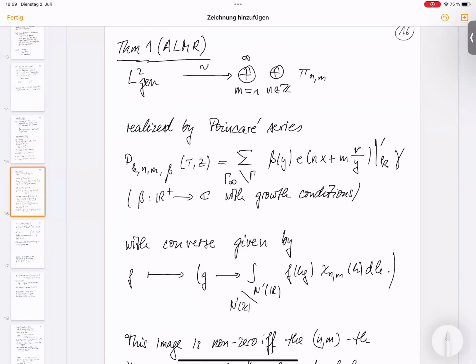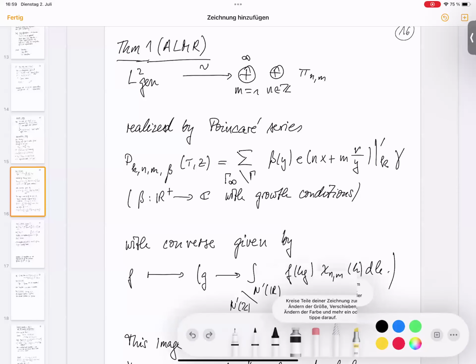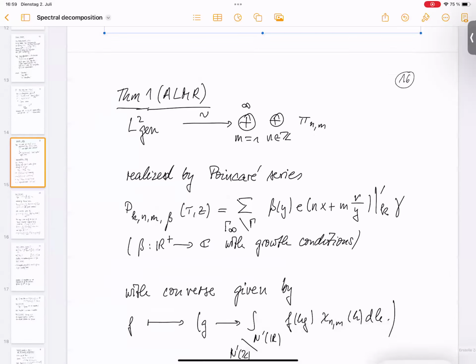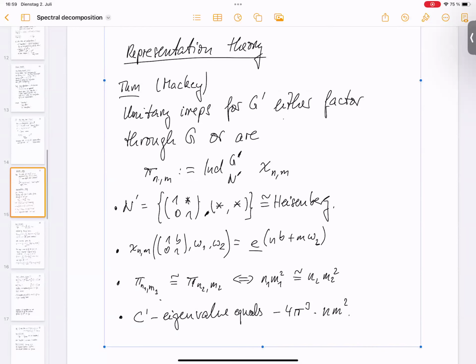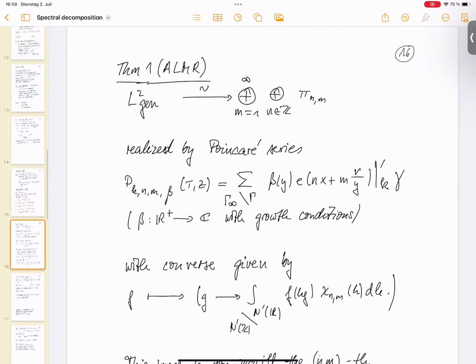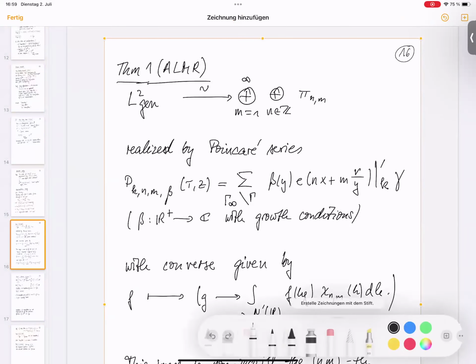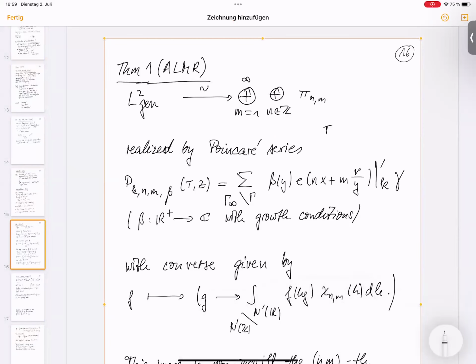Parameters tau and z here, then x, y, r, what corresponds to what? Good point. Let me find the page again. Tau is x plus iy, in the upper half plane, and z, the complex variable, is u plus iv. Yeah, thanks.